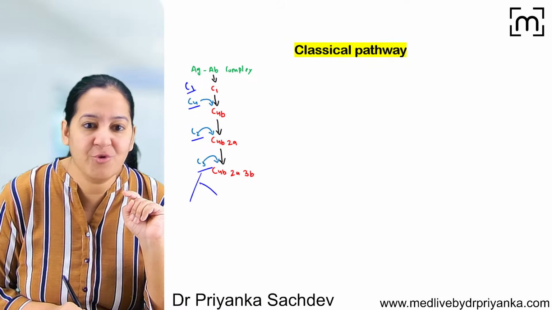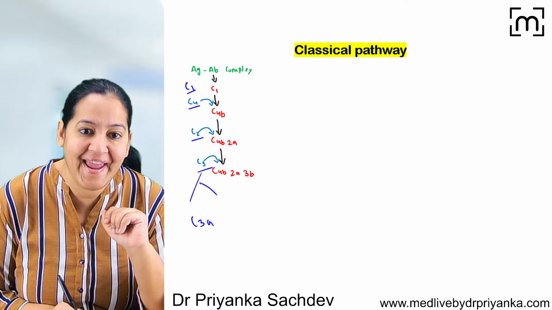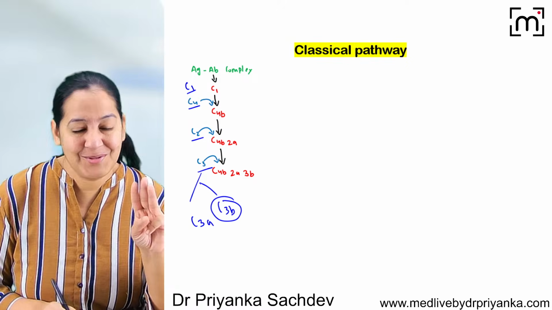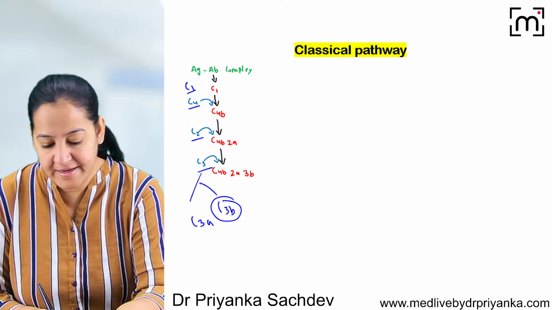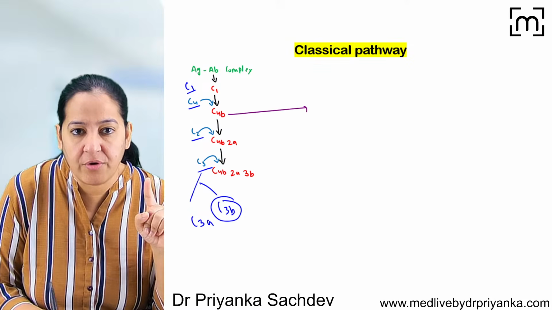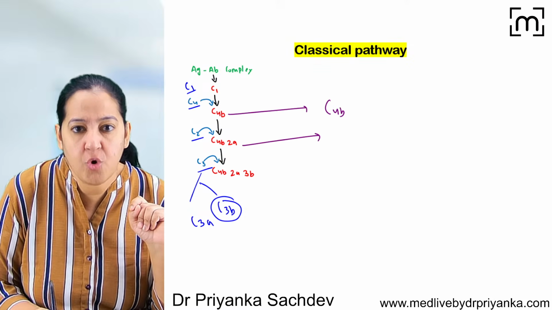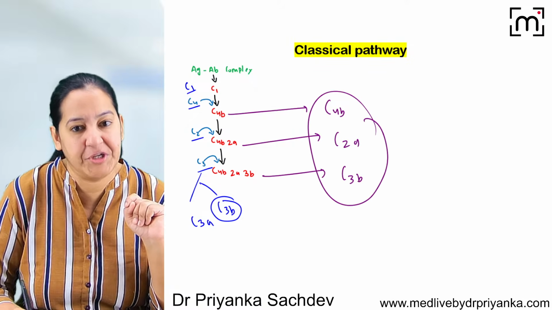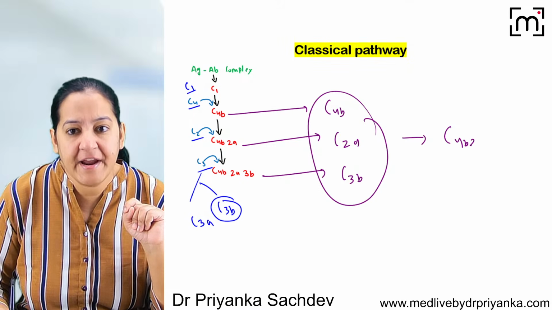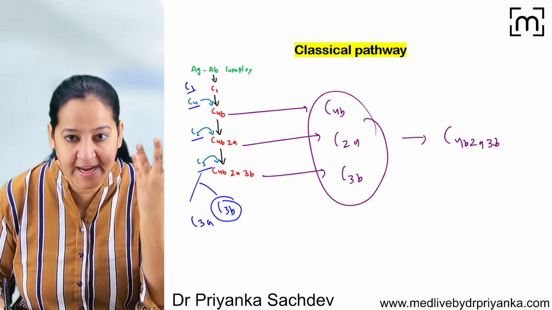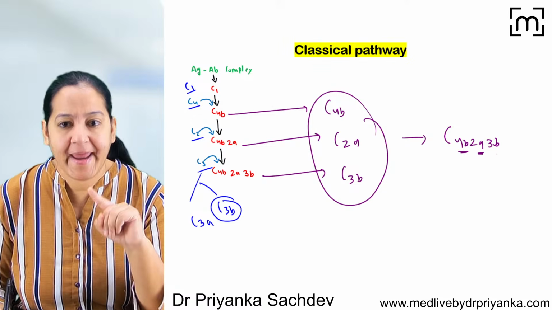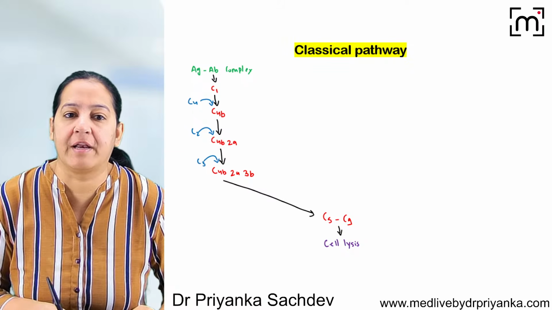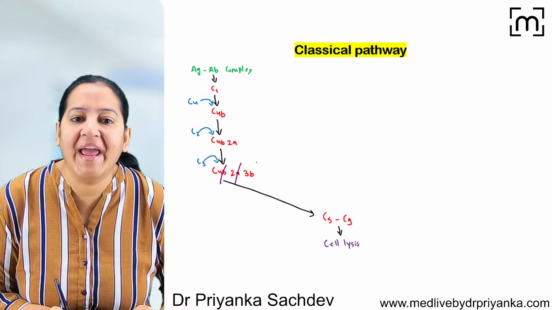Again C3 has two components, C3a and C3b. This time we are interested in C3b, not C3a. So the three will bind together. Which three? From C4, it's C4b. From C2, it's C2a. And from C3, it's C3b. Bind the three together to make C4b2a3b. So this is the component formed till now.